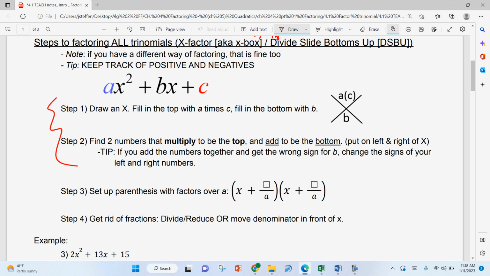So the ones that we won't get to today, and we'll go over this all again tomorrow, is step 3 and 4, and this is the divide, slide, bottoms up part, where once you have those 2 numbers for today, you're going to be done. Those 2 numbers are going to be part of your answer. But next lesson we do, you're going to set up your answer, but then since there's a leading coefficient in our next lesson, you have to divide both of those numbers by their leading coefficient. And then your last step, you're going to either reduce those fractions or you're going to take the denominator and move it up in front of your x. So again, I'm going to show you one of these today just to show you what these steps are, and then all we're going to do is focus on steps 1 and 2 for today.